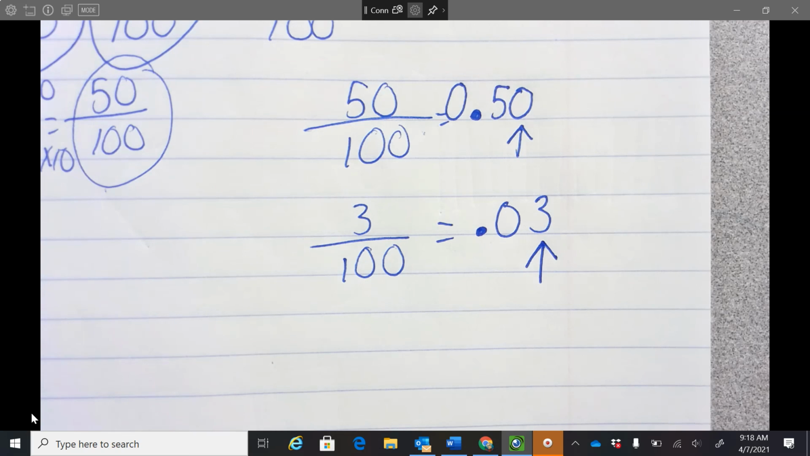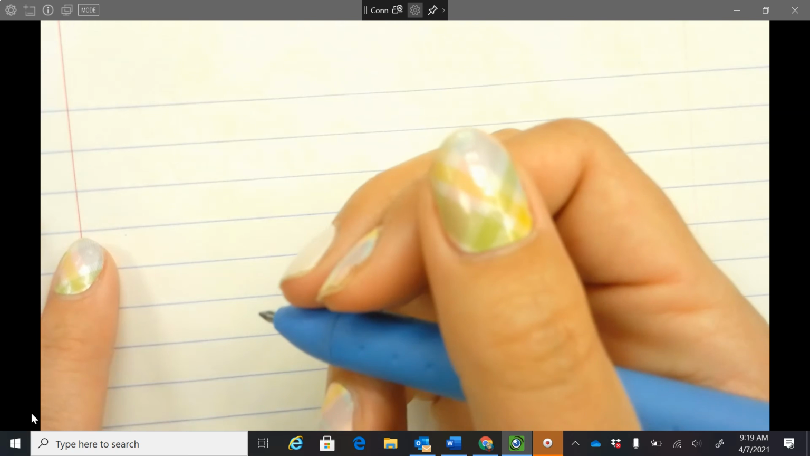Great. Go ahead and erase your whiteboard. We're going to go back 2 weeks to do some review. Okay. We're going to go back to improper fractions and mixed numbers.